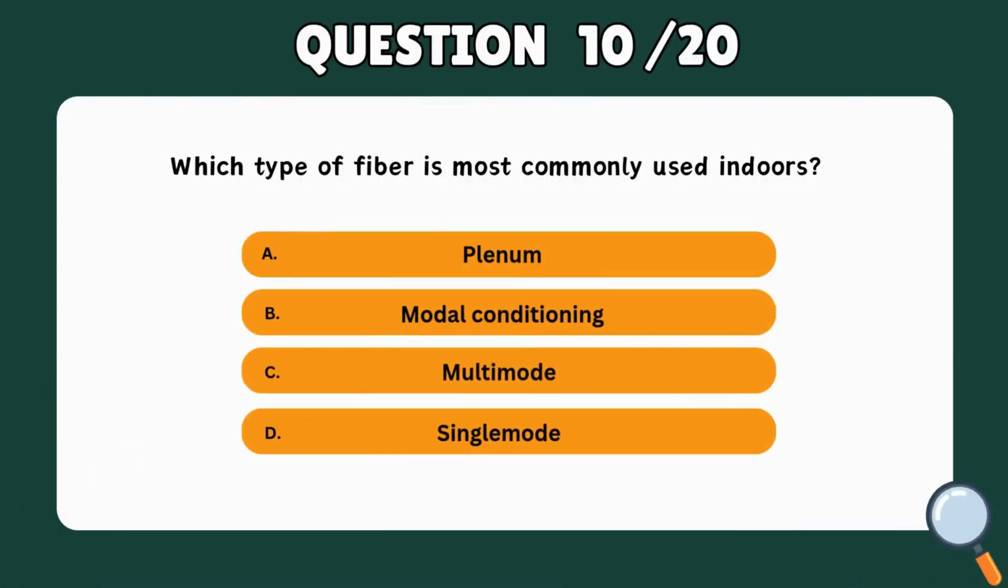Question 10. Which type of fiber is most commonly used indoors? A. Plenum, B. Modal conditioning, C. Multimode, D. Single mode.